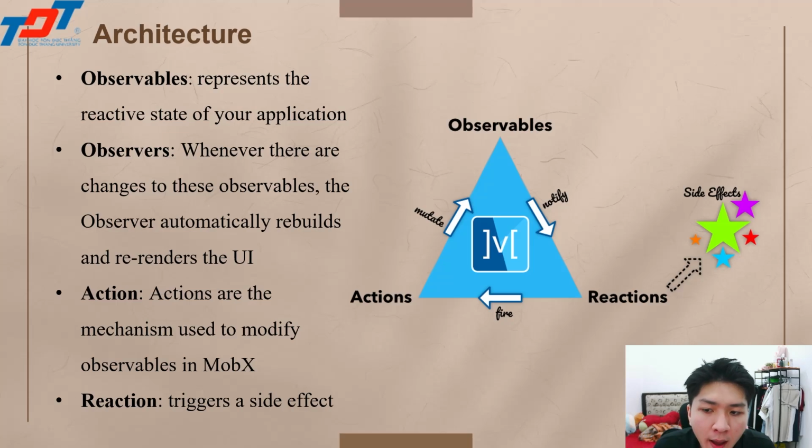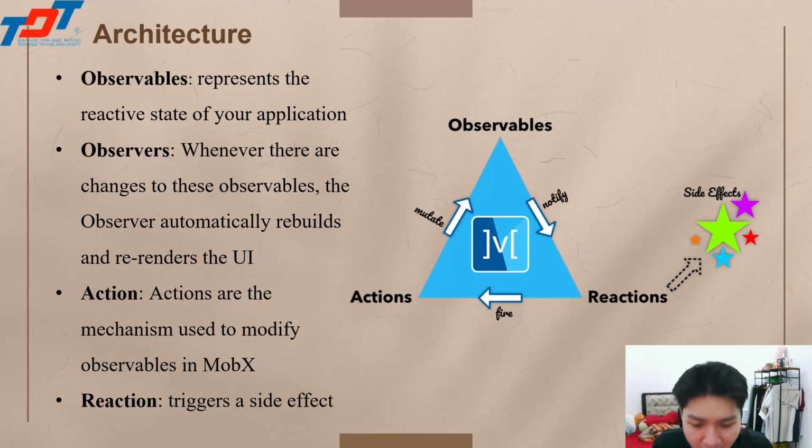The actions are the mechanism used to modify the observables in MobX. So instead of altering them directly, actions provide context and meaning to the change. Additionally, actions group all notifications together, ensuring that updates are only sent once the action has finished. This means that observers are notified only after the entire action has been completed in one atomic operation.